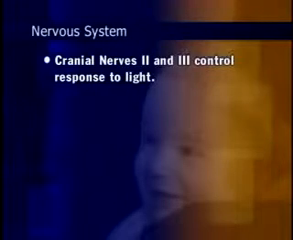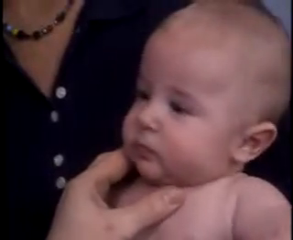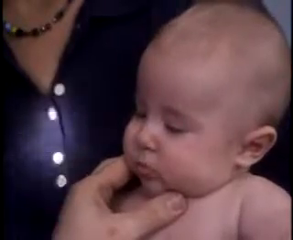Cranial nerves 2 and 3 control response to light. To test, raise the baby to a sitting position to open the eyes. Use a light and test for optic blink reflex. You may also use the otoscope without a speculum to assess pupillary response.